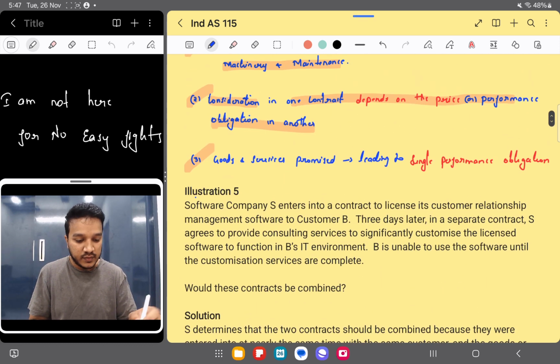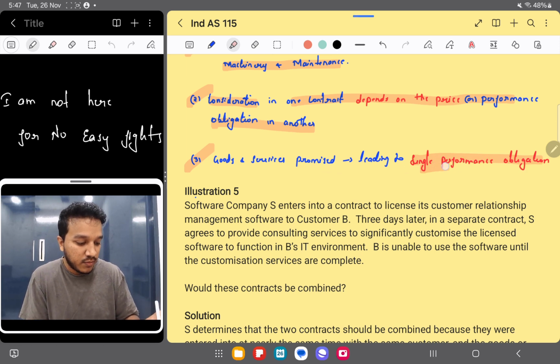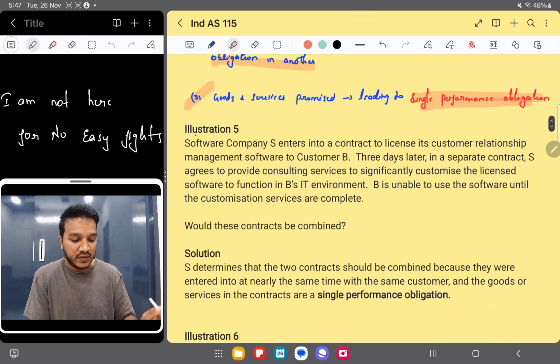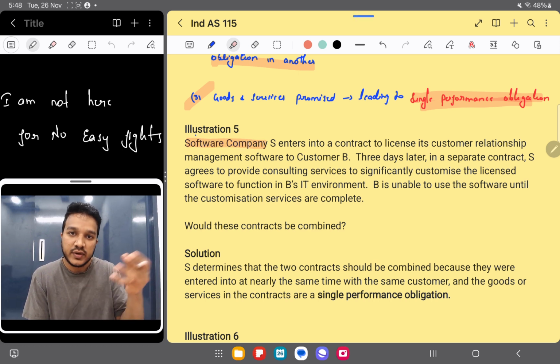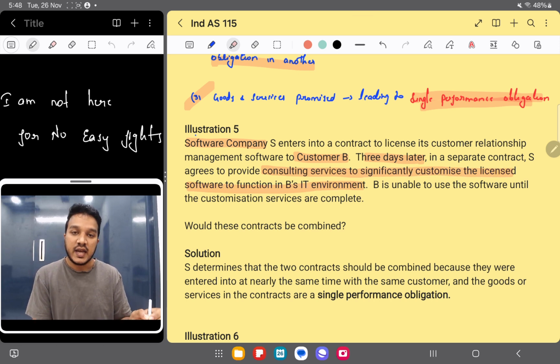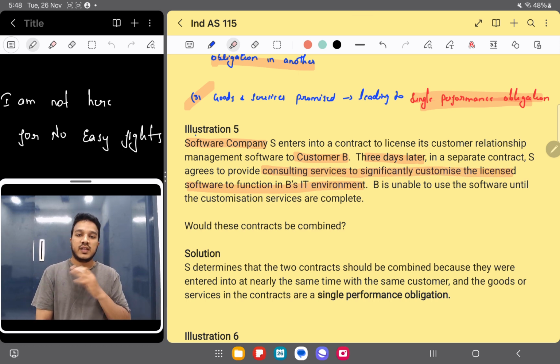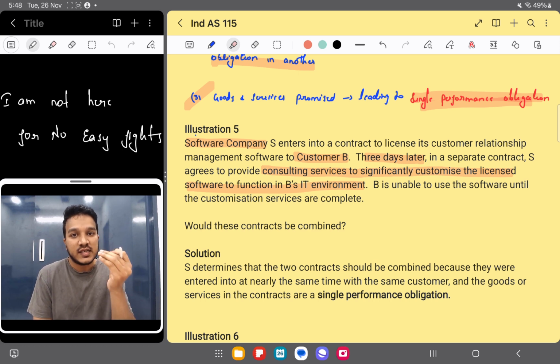Now the last point. This one talks about goods and services promise leading to single performance obligations. Now directly we will understand this with an example. It is a software company. It sold software to its customer B. 3 days later, in a separate contract, it is also providing consultancy services to significantly customize the licensed software to customer B's IT environment. I sold the software, but the work doesn't end here. I should also customize that software in such a way that it fits in my customer's IT environment. So for that, I'm providing customization services.